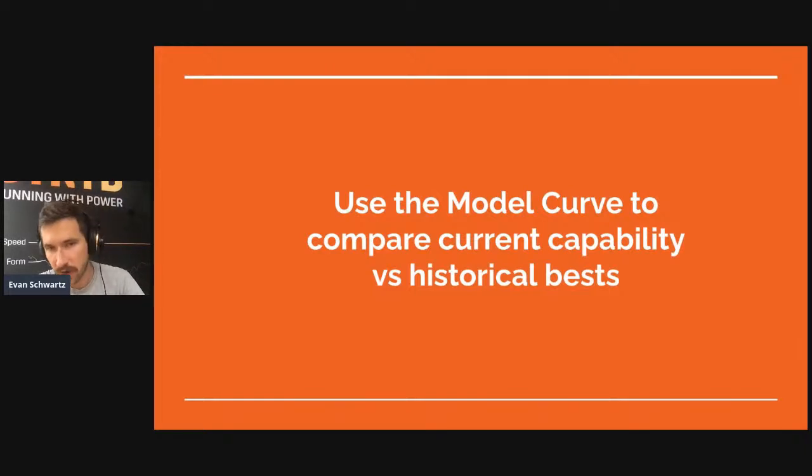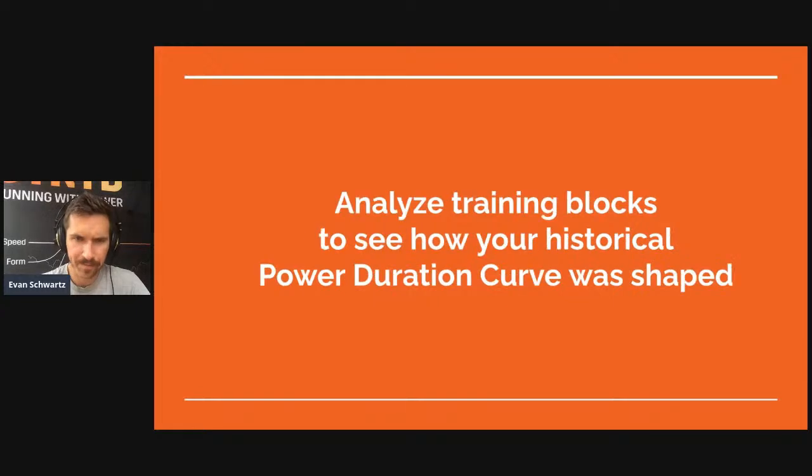You want to make sure that you're able to use the model curve to compare current capability versus your historical bests. Again, knowing that you can toggle on and off the model curve and compare different time periods, as well as compare different training blocks, it's important to understand your current ability versus your past ability, as well as analyzing training blocks to see how your historical power duration curve was shaped. I think that's the most fun thing.